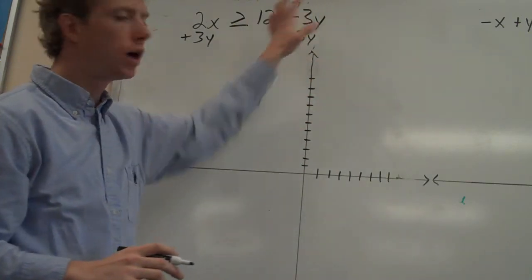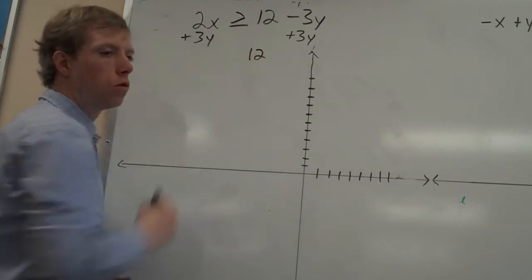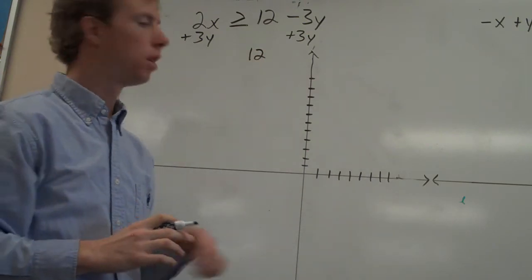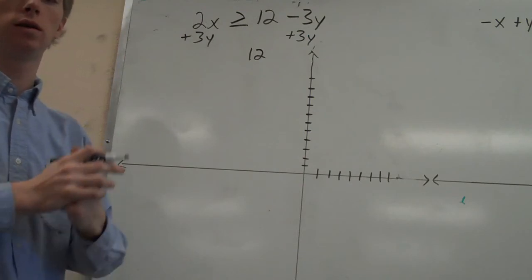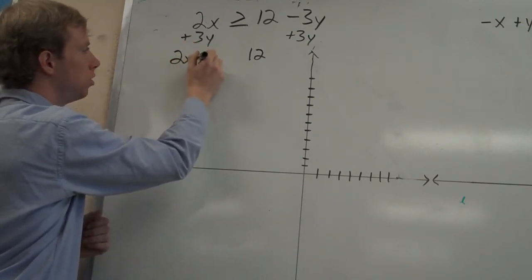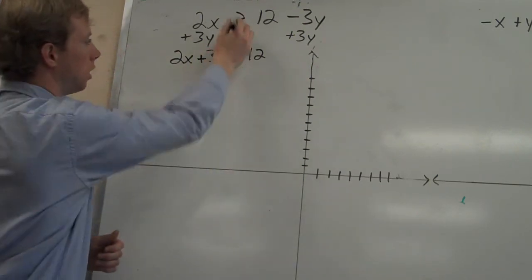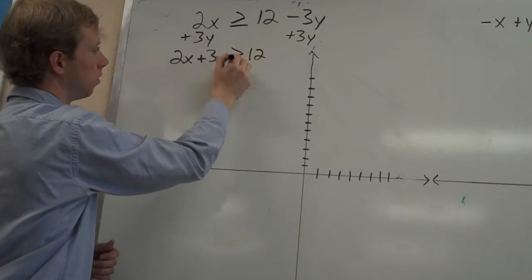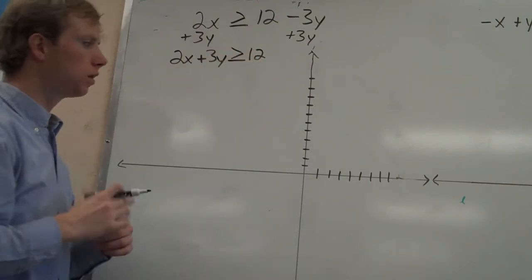Now if I add 3y here, I end up with just 12 on that side. And if I add 3y here, I cannot combine my 2x's and 3y's, so I just leave it as 2x plus 3y, and then I bring down my inequality sign. Is greater than or equal to 12. Now it's in standard form.